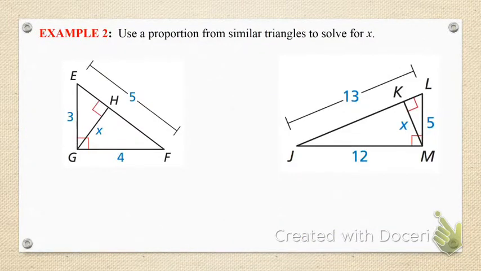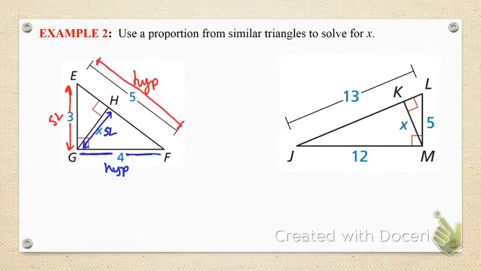Okay, let's take a look at this example. Use a proportion from similar triangles to solve for x. One of the things that's going to be most helpful in an example like this is to identify the pieces that we're looking at. So I've labeled them short leg and hypotenuse, and short leg and hypotenuse. The red in this picture identifies the short leg and the hypotenuse of the largest triangle, EGF. And the blue on this picture represents the short leg and the hypotenuse of the medium triangle, GHF.